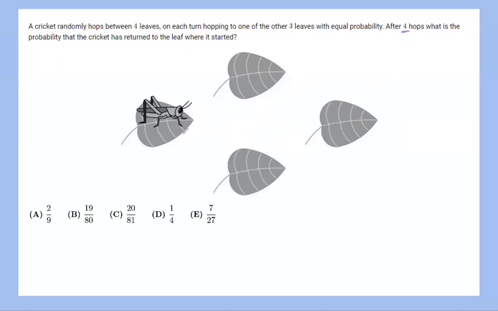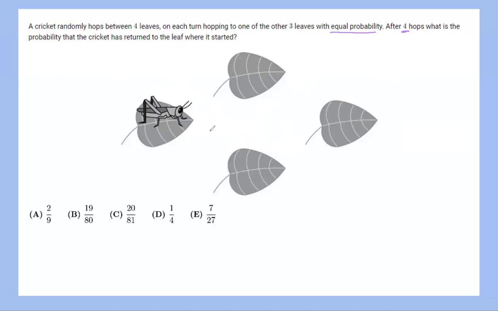We are told the cricket randomly hops between those four leaves, each turn hopping to one of the other three leaves with equal probability. Which is nicer. This may not be the case in all problems; if the probabilities were not equal, we could still do the question with states anyway. But in this case it's equal probability, which is easier. After the four hops, what is the probability that the cricket will be going back to the original leaf it started on? Okay, so that's the question.